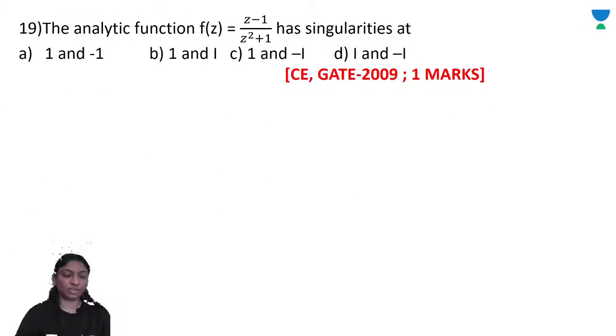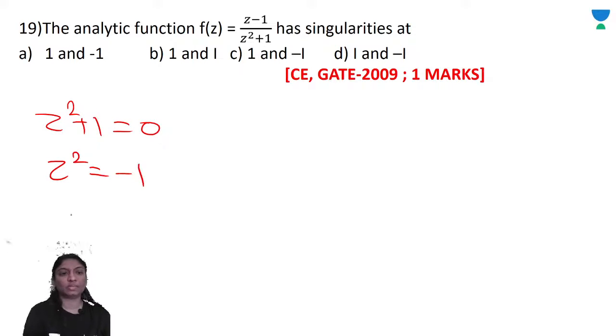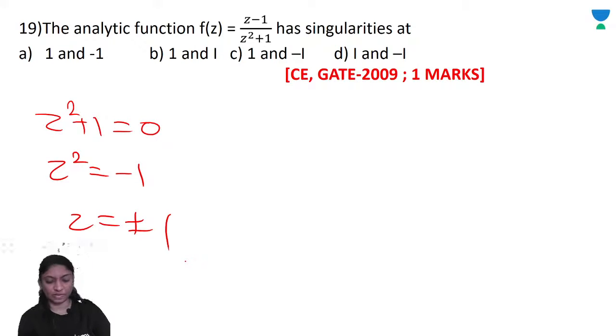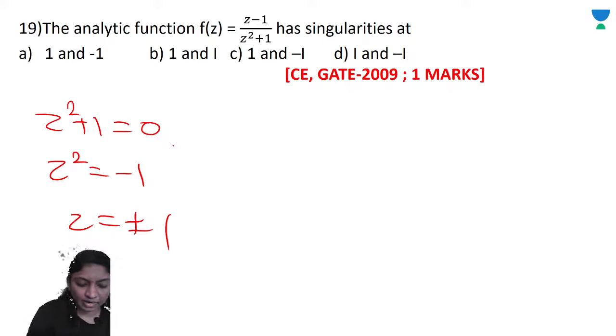The analytic function f of z is equal to z minus 1 upon z square plus 1 has singularities at the simple singularities where z square plus 1 is equal to 0, that is z square is equal to minus 1, so z is equal to plus or minus i. So the singularities are i and minus i. Option D.